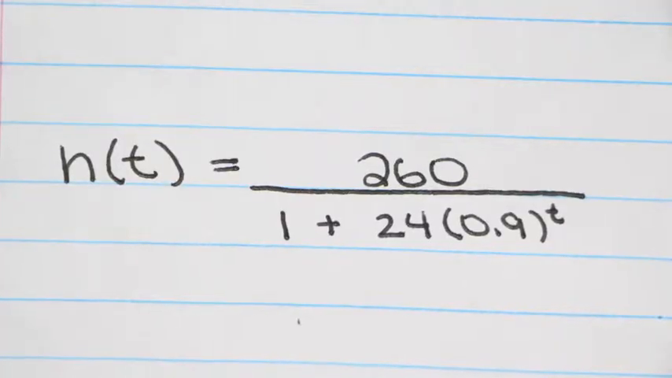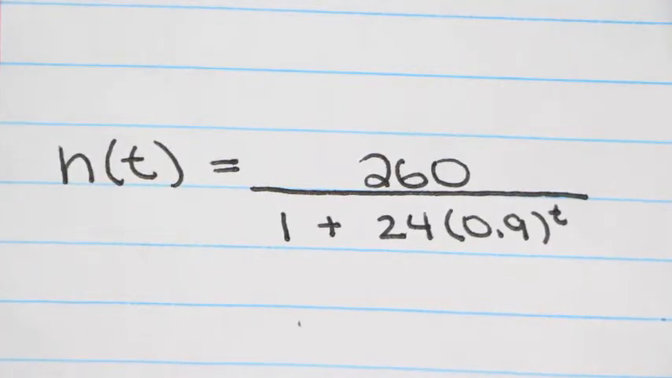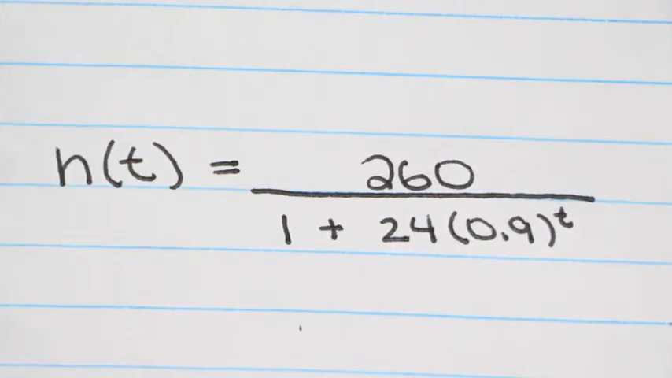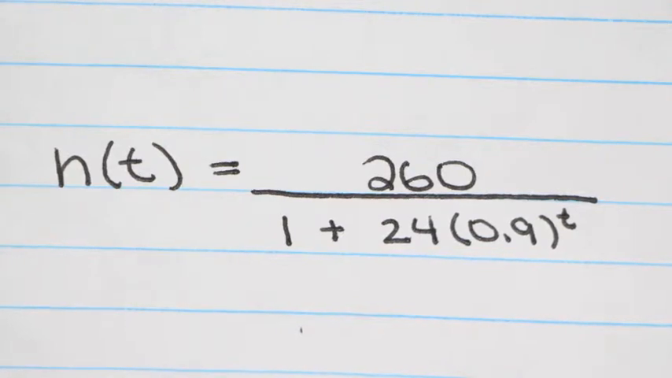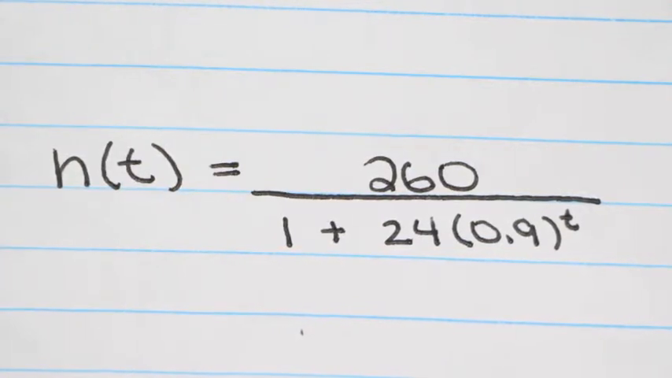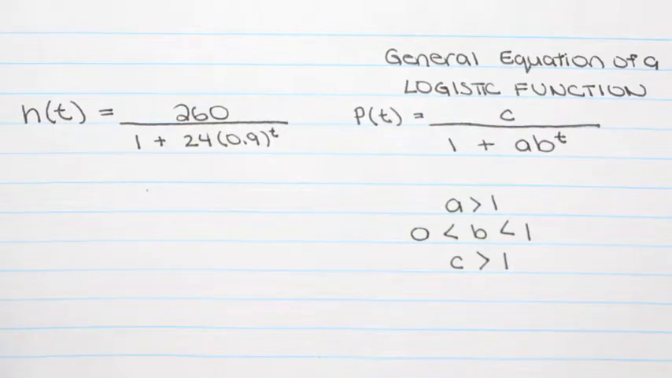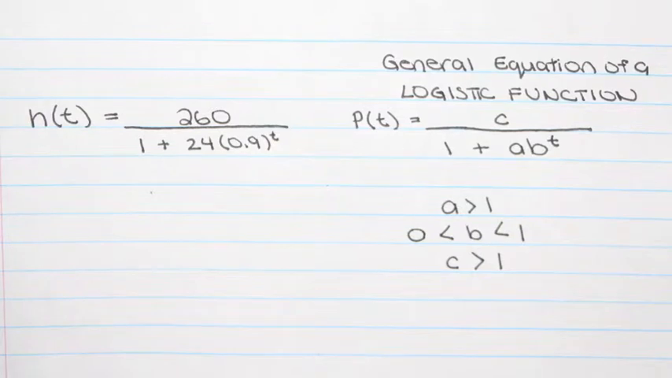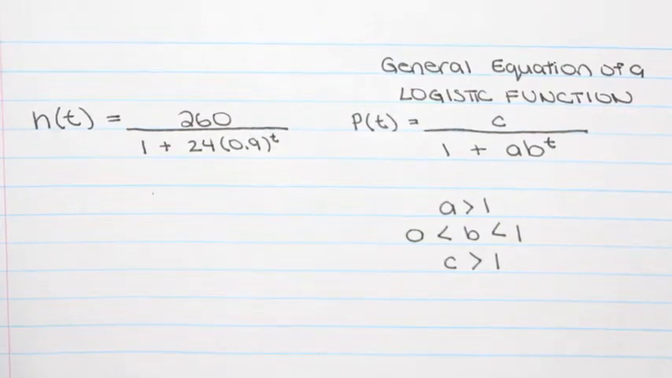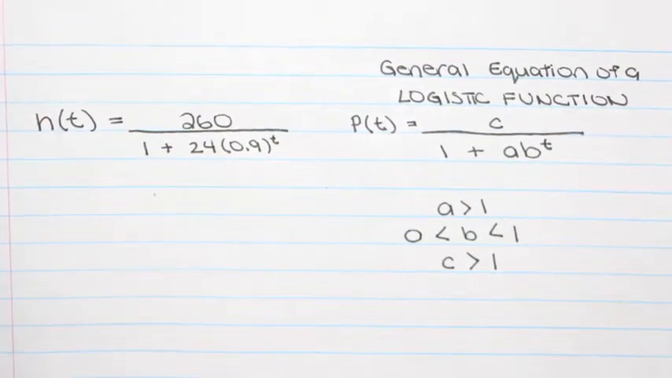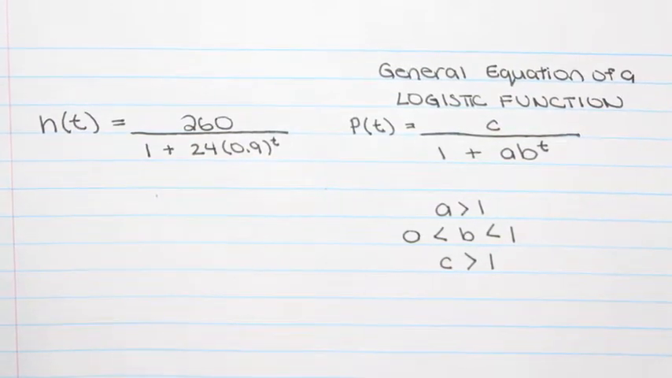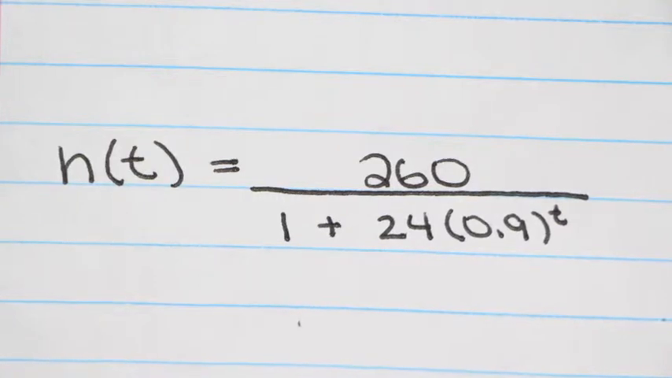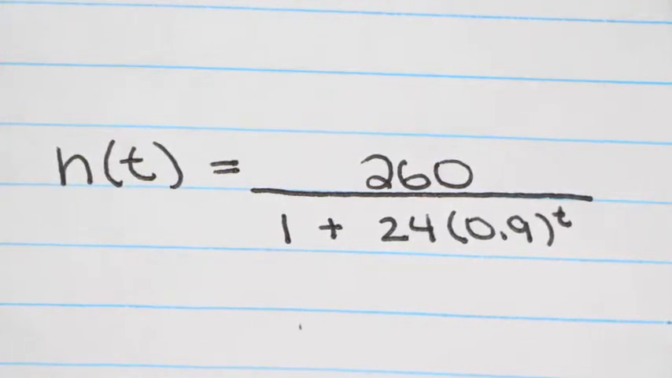The equation of this particular function, which is h of t equals 260 over 1 plus 24 times 0.9 to the power of t, clearly identifies that it is an example of a logistic function. The general equation of a logistic function is p of t equals c over 1 plus a times b to the power of t, where a is greater than 1, b is between 0 and 1, and c is greater than 1. Upon closer inspection, you can see that the function h of t is the quotient of two functions.